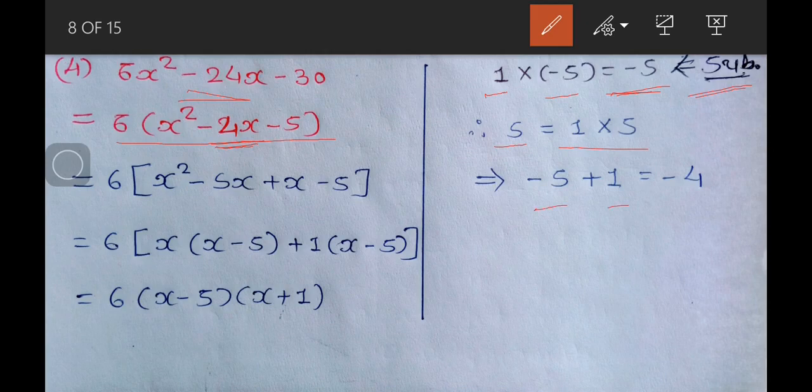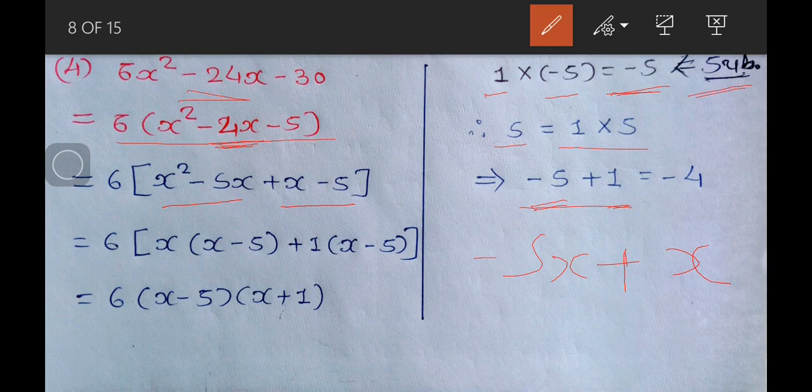Now about the sign of the middle term. Here we see that the sign of the middle term is negative. So we put the negative sign on the larger term. So minus 5 plus 1 is equal to minus 4. So now again we split our middle term as given here, minus 5x and plus x. Now again we make two groups: x square minus 5x and x minus 5.